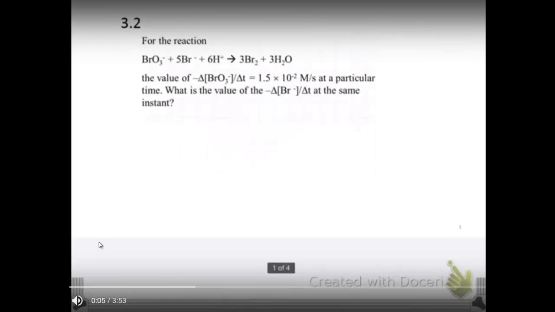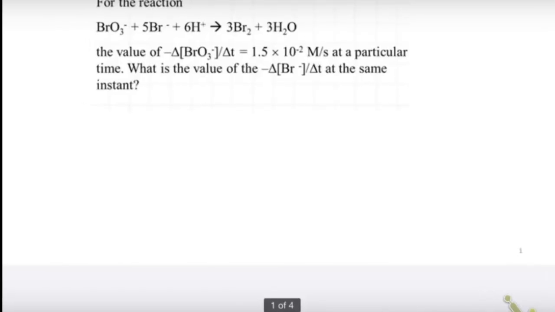Now consider the bromate ion plus bromine ion plus the hydrogen ion, creating 3 bromine molecules and 3 waters. And we know the value of the rate of change of the bromate ion, and we want to know what the value of the change in bromine is at the same time. And the reason that they're given negatives is because they are reactants and they're going away.